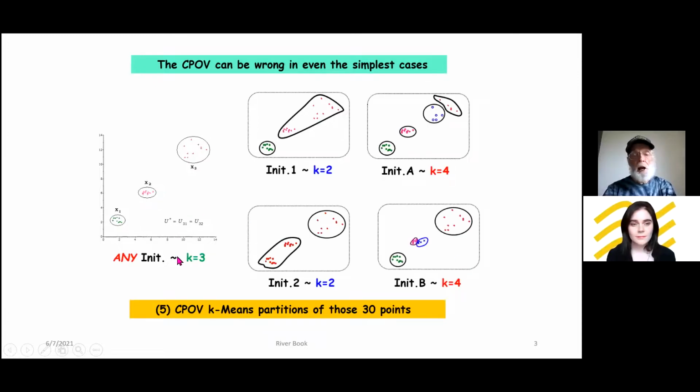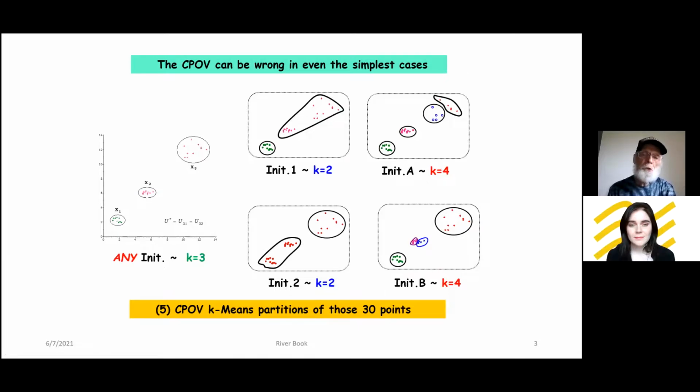So if I ask K-means to look for three clusters, it finds them correctly, no matter where I start the algorithm. But if I ask K-means to look for two clusters, look what happens. It might find these, it might find these. If I ask it to look for four clusters, it might find these, it might find these. Well, here are 5 different computer point of view partitions of this simple little 30-point data set.